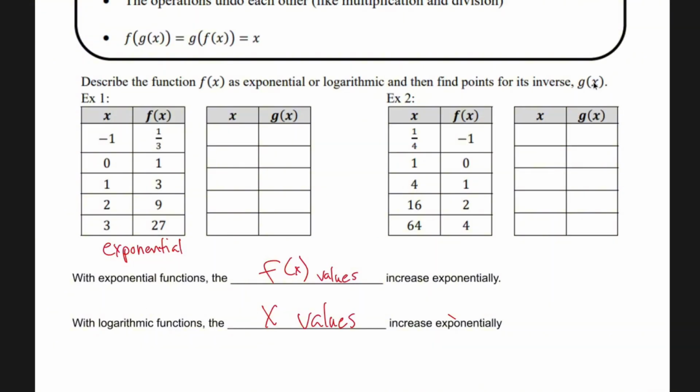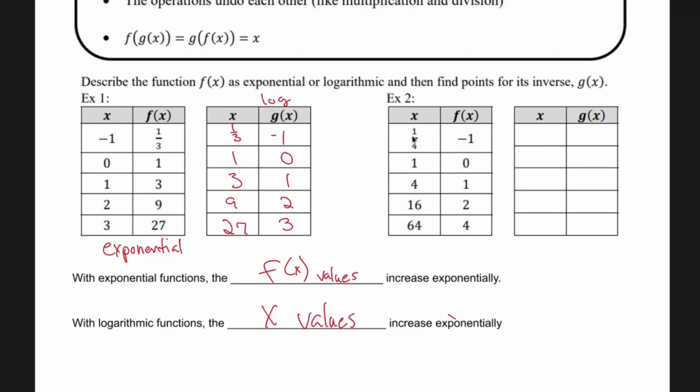G is going to be the inverse. So all we have to do to fill in the inverse table is flip-flop these. 1/3, -1, 1, 0, 3, 1, 9, 2, 27, 3. And since this is the log, as the g of x values go up by 1, the x values multiply by 3, which means increase exponentially.